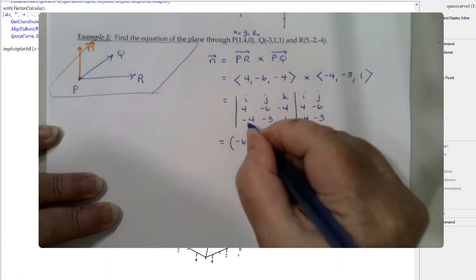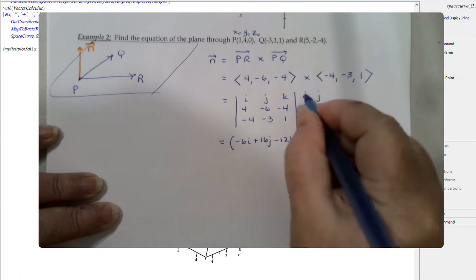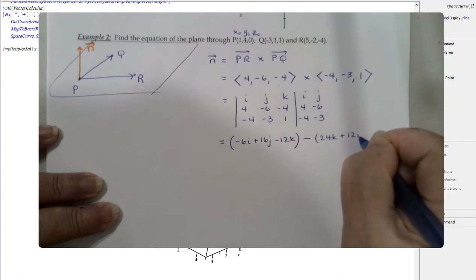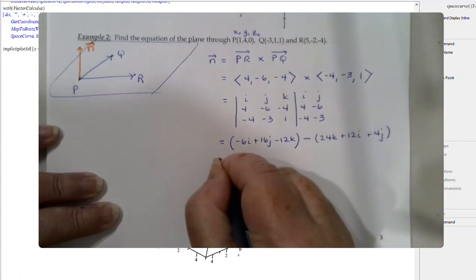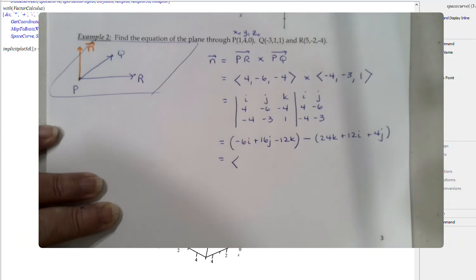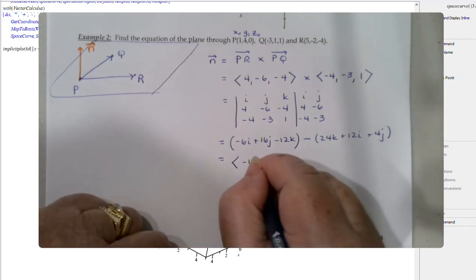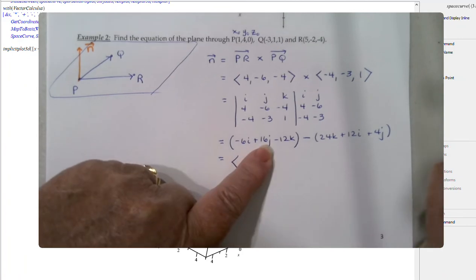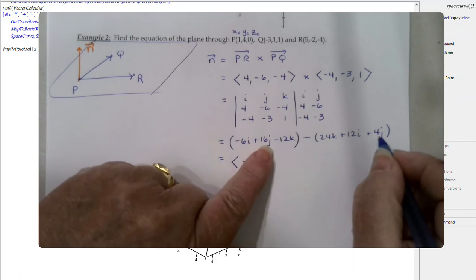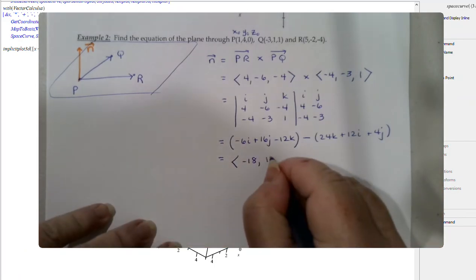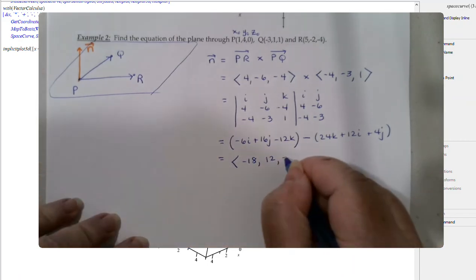And I've got to subtract 24k plus 12i plus 4j. So I end up with negative 18 for my first component. Negative 12, 16 minus 4. No, positive 12, sorry. 16 minus 4 would be positive 12 for the second, and negative 36 for the third.